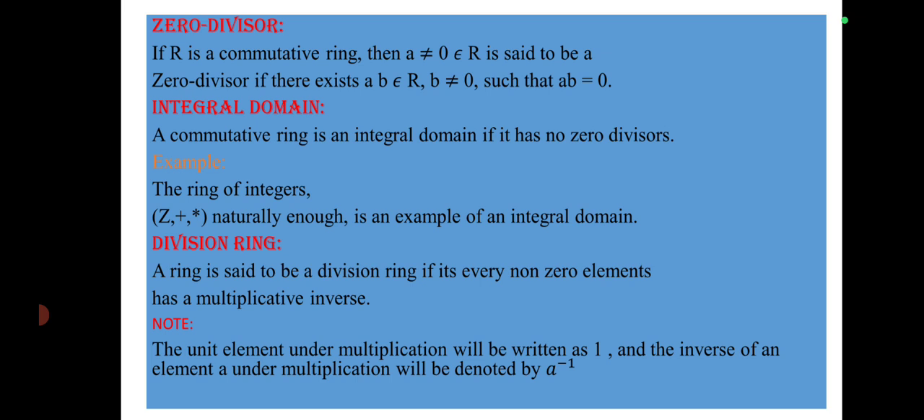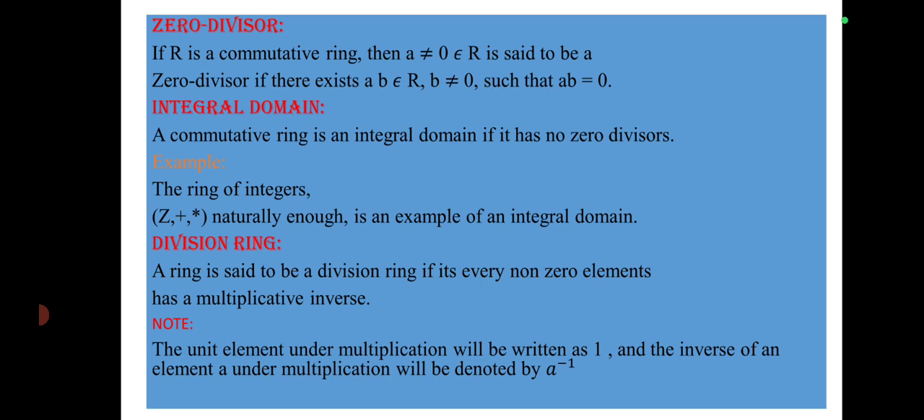Example, the ring of integers (Z, +, ·) is an example of an integral domain. For example, a = 1 and b = 2. 1 is not equal to 0 and 2 is not equal to 0. ab = 1 × 2 = 2, also not equal to 0. So ab is not equal to 0, so there is no zero divisor. Therefore, the set of all integers is an example of an integral domain.